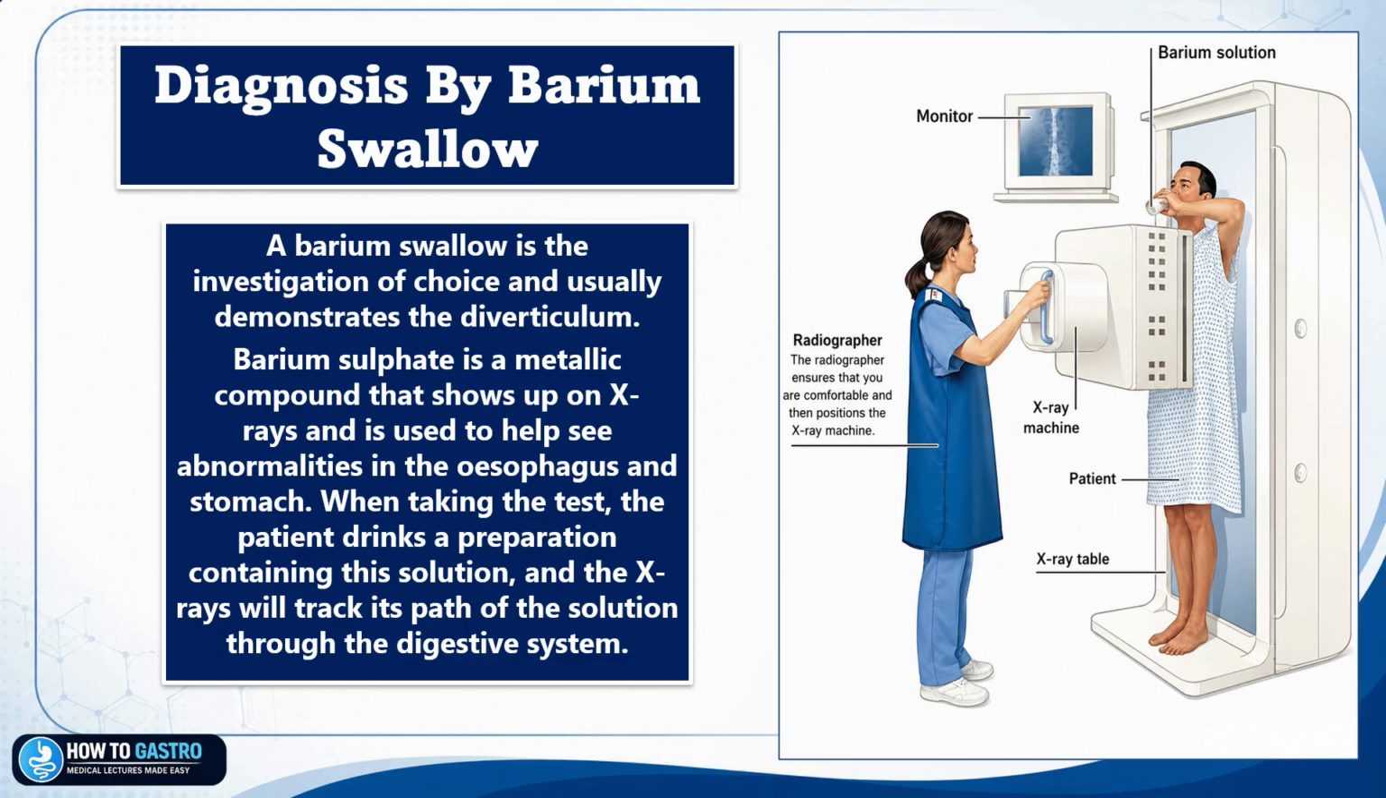As we can see to the right of our screen, the radiographer is ensuring the patient is comfortable and in the correct position for the X-ray machine. We see the monitor, the patient drinking the barium solution, the X-ray machine, and the X-ray table. In the next slide, we'll be able to see what these barium swallow X-rays look like.